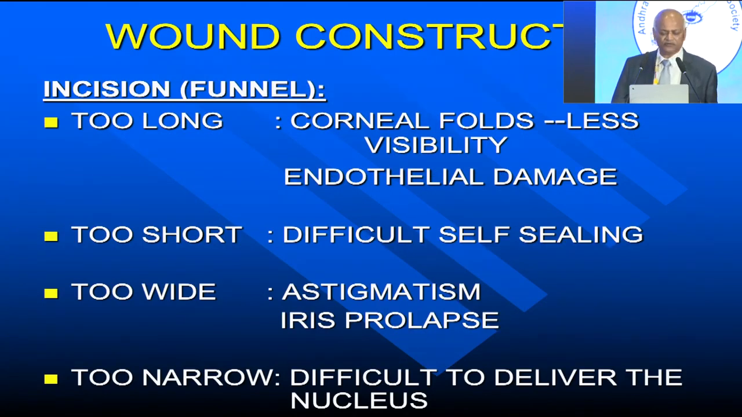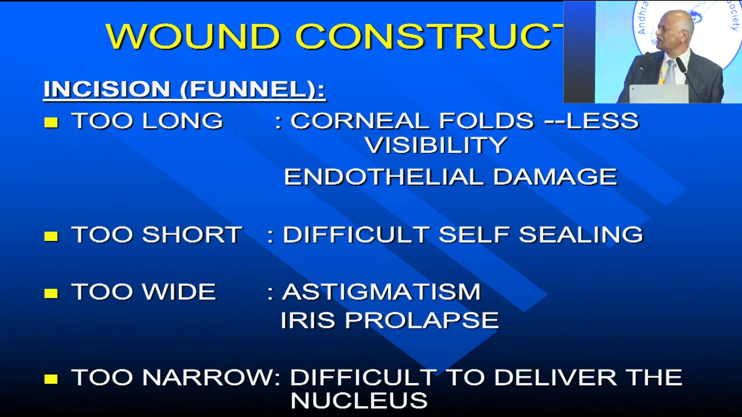If the wound is too long at the funnel, you can see the corneal folds, less visibility, and there is endothelial damage. So what happens if your wound is not just 2.5 millimeter, but it is 3 millimeter or more than that? Then we can't see inside the cornea. You see so many folds in the cornea, and those folds can trouble us for the visibility, and they damage the endothelium whenever you are doing it.